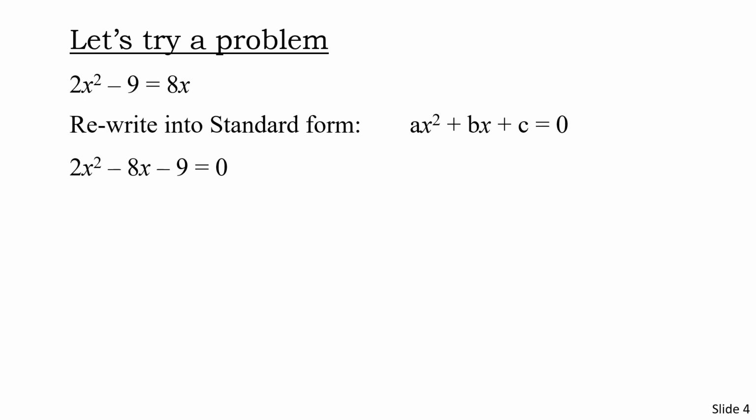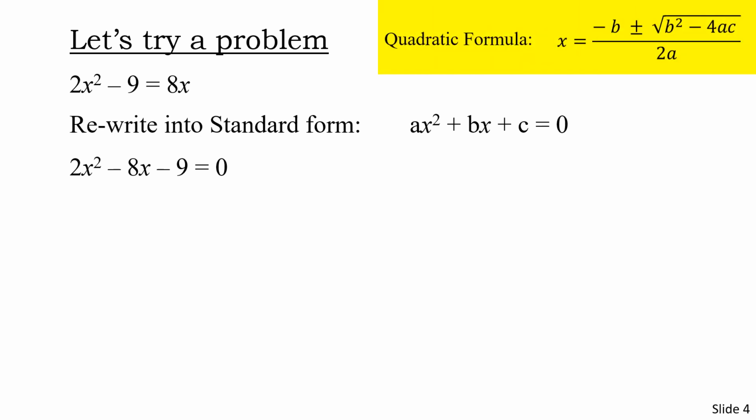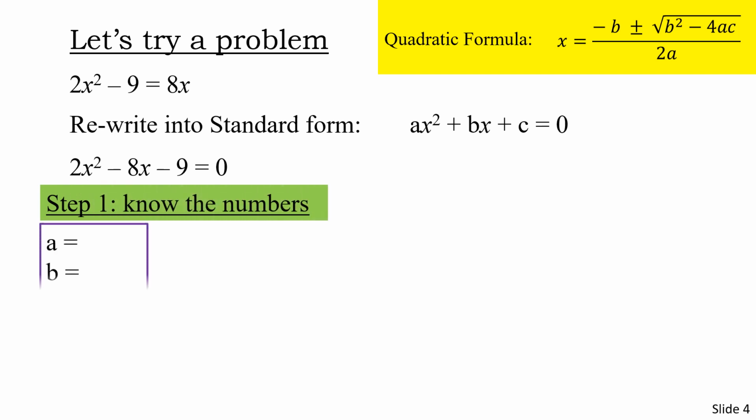So let's try a problem. First, I need to put it in standard form. So I have to bring the 8x over between the 2x squared and the minus 9. There's the reminder on the quadratic formula. I always want to write it down at the beginning of every problem. That's one way to memorize it. Even if you're copying it, you're still writing it down. Step 1, know the numbers. So I need to know a, b, and c. So a is 2, b is negative 8, c is negative 9.